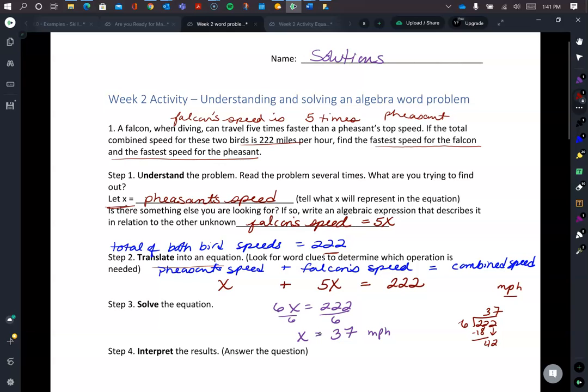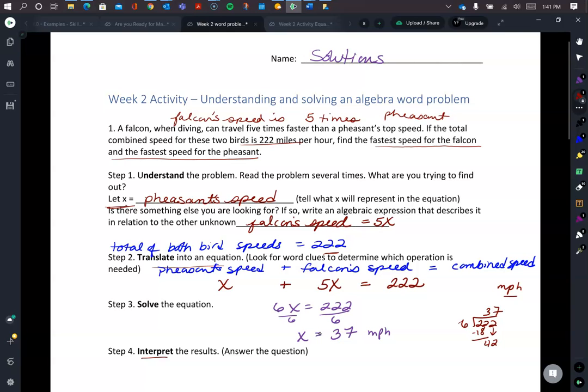So now step 4 is interpret the results: answer in a sentence, and interpret what it means. So we just got one answer here, so we're not completely done. We wouldn't be wrong if this is all we wrote, but we wouldn't be fully correct and get all the points based on a rubric.